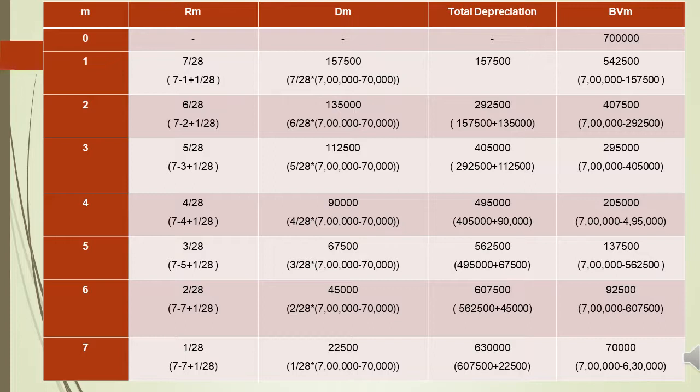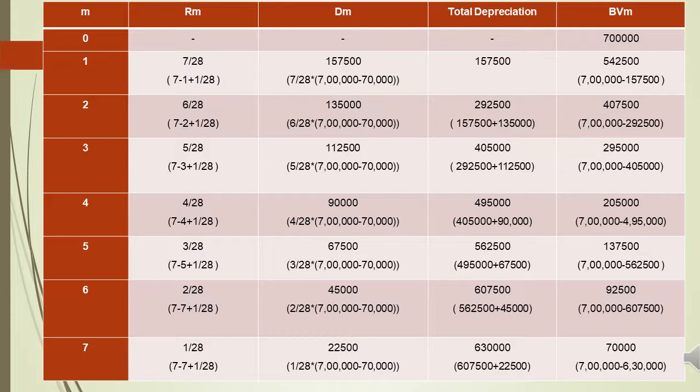Now let us calculate RM for the first year. SOY I have got as 28. So for the first year, I will calculate n minus m plus 1. n is given as 7 years, so 7 minus m. What is m? For the first year, m is 1. For the second year, m is 2. Third year, m is 3. It keeps on going. So plus 1, divided by 28, that is SOY.